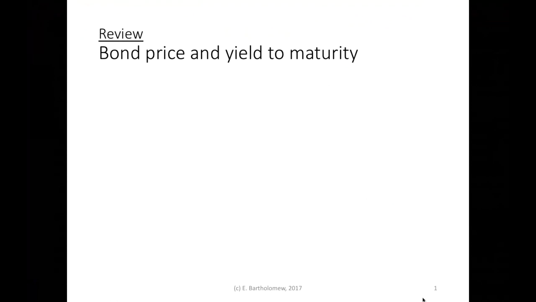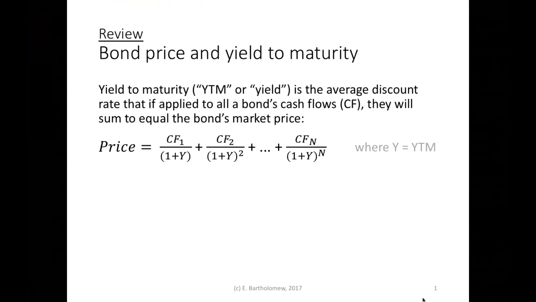Let's start by reviewing the basics of bond price and yield to maturity. You may recall that yield to maturity is the average discount rate that would apply to all of a bond's cash flows such that they would sum up to equal the bond's market price. That's shown in this formula below.